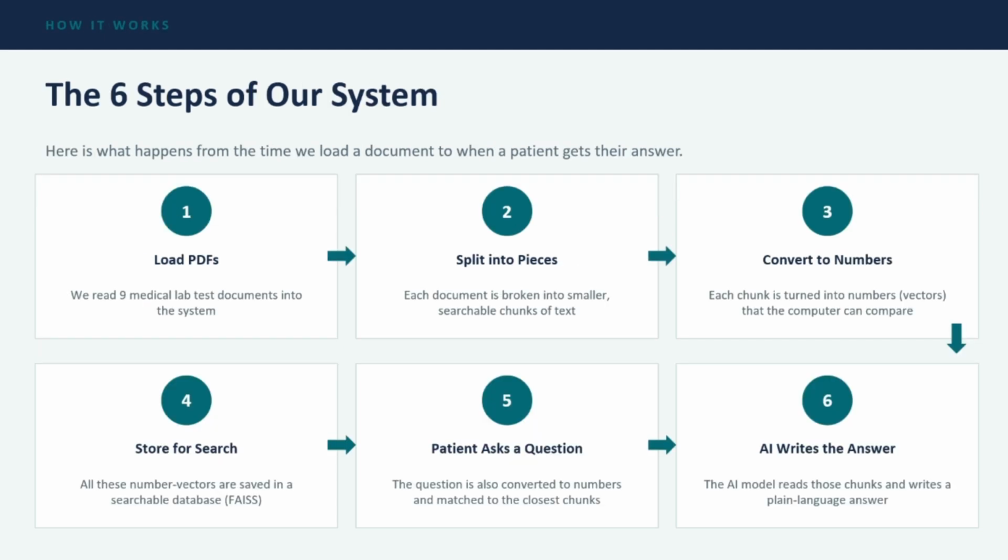Now let's see how the system works step by step. First we load the PDF documents, then we split them into smaller chunks of text. After that we convert the text into numbers called vectors. These vectors are stored in a searchable database. When a user asks a question, it is also converted into a vector and the system finds the closest matching information. Finally, the AI reads the information and generates a simple answer.